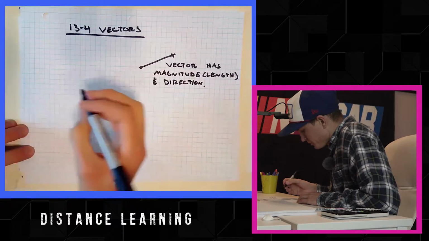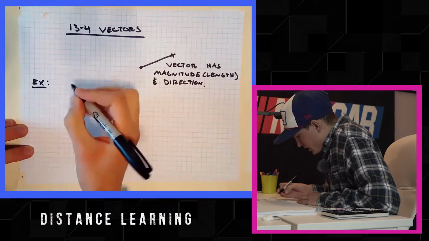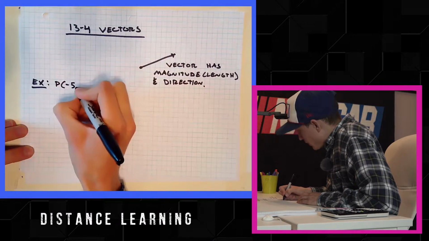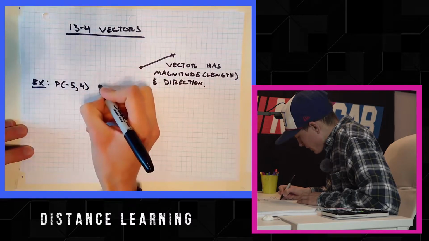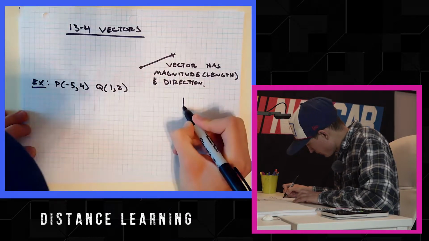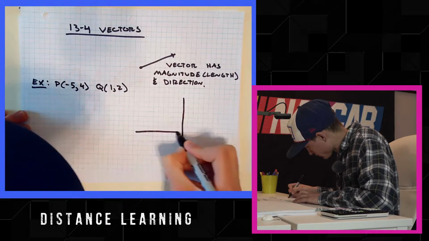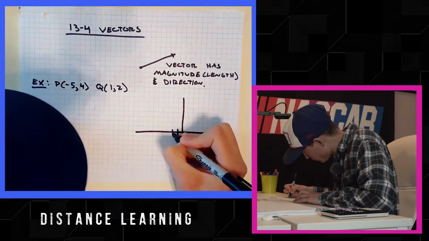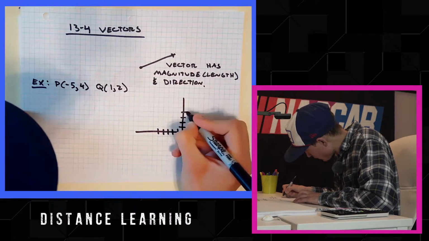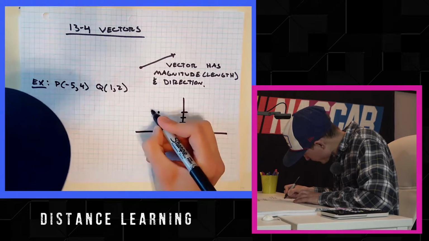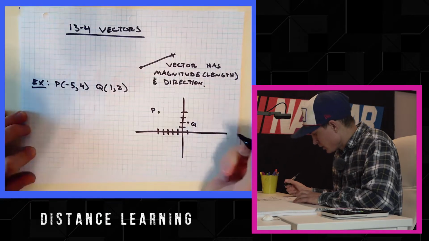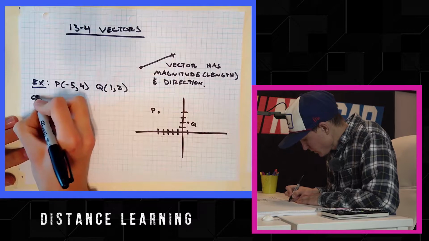Cool. So, in the book, they give us an example. They give us the point P, which is at -5, 4, and Q is at 1, 2. So, if I graph that, P is -5, up 4, and Q is 1, 2. There it is.